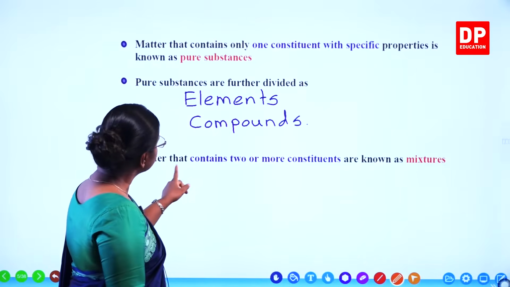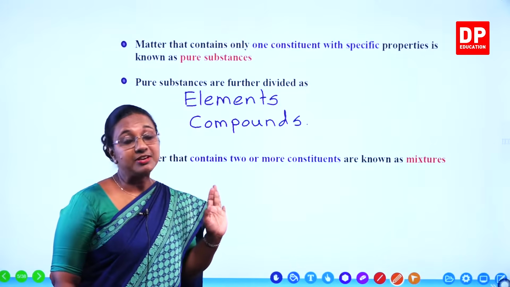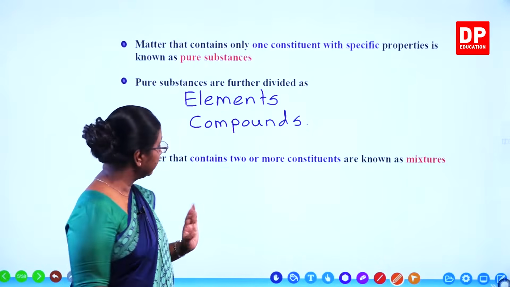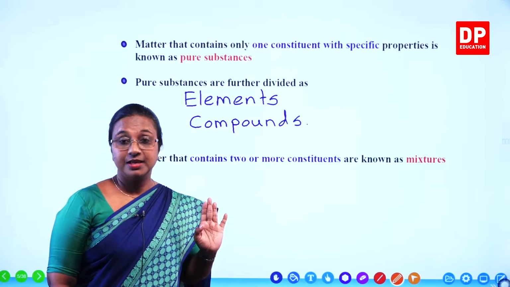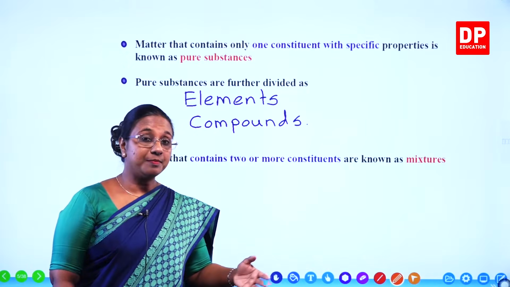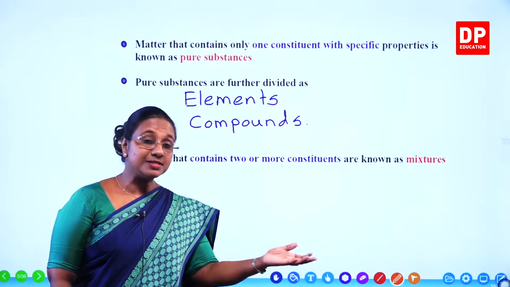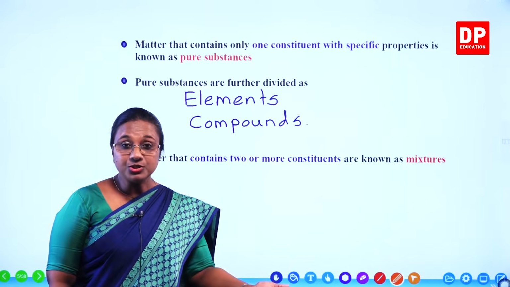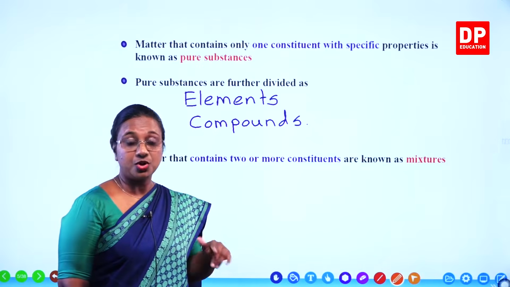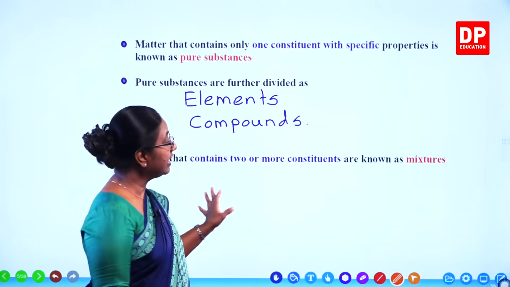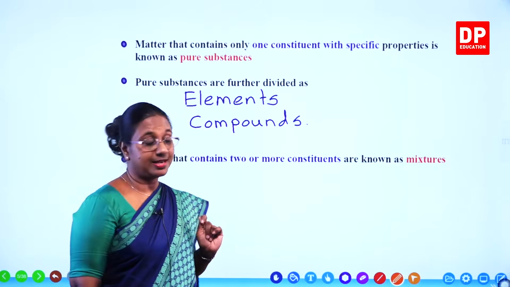Then, matter that contains two or more constituents are known as mixtures. We have discussed that also. Matter that contains more than one constituent or two or more constituents. Is that clear to you all? So, for example, air, many gases are present. Then if you take drinking water, water plus minerals are there. Salt solution, salt and water are there. So, two or more constituents or more than one constituents. That is a mixture. So, with that, now I will move on to the next slide.